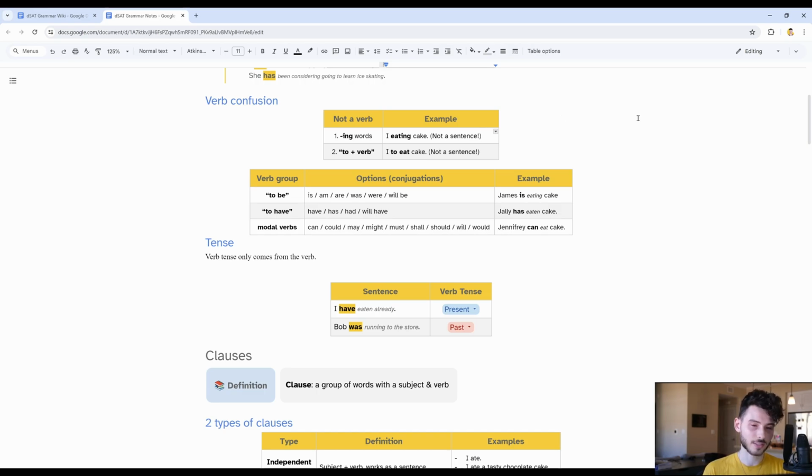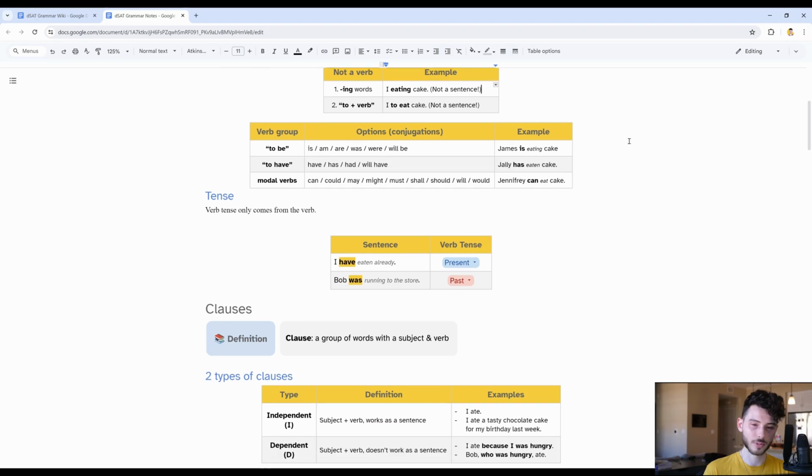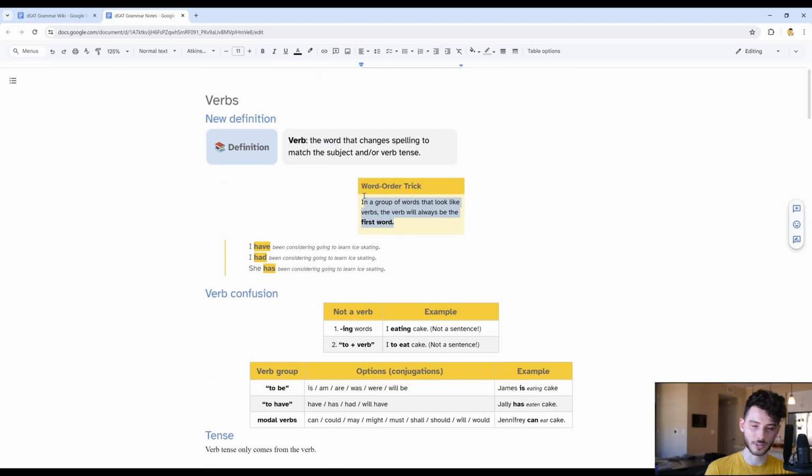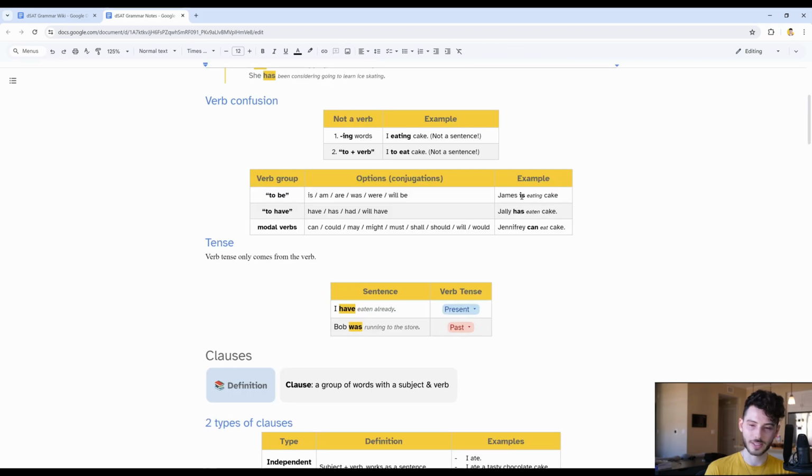Next group is the ones that don't look like verbs but are verbs. These are in three groups. To be, which is all of these, and you can see James is eating cake. If we go back to my original rule, it's always going to be the first word. You can see, okay, "is" is the verb here, not "eating." There's also to have, which is these, and then what are called the modal verbs, which are these ones. You know all these words already. It's not like this is hard information. You just need to be able to quickly access it when you're scanning a passage for where the verbs are.